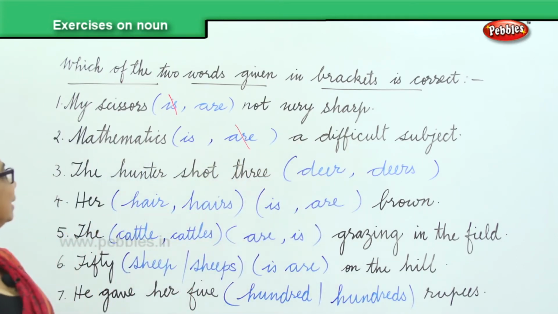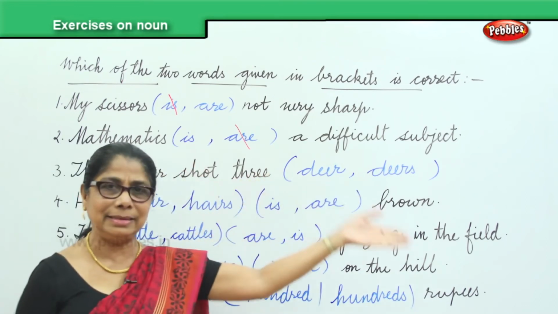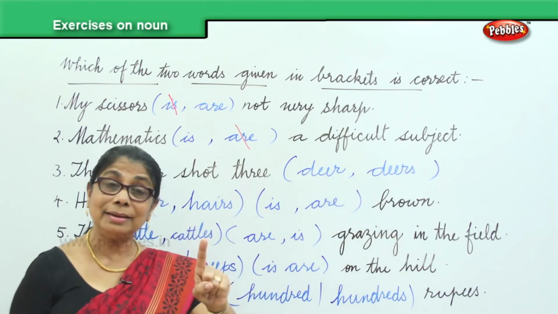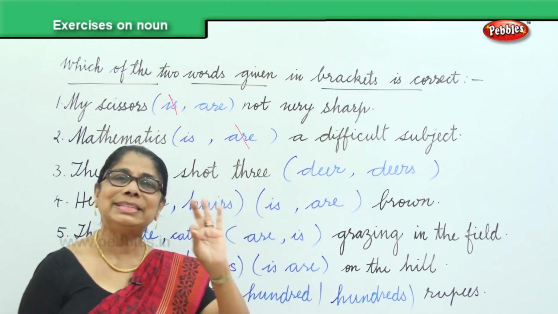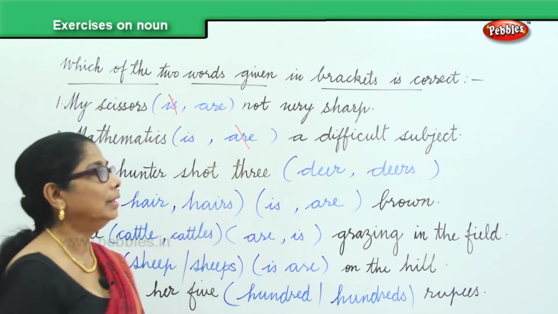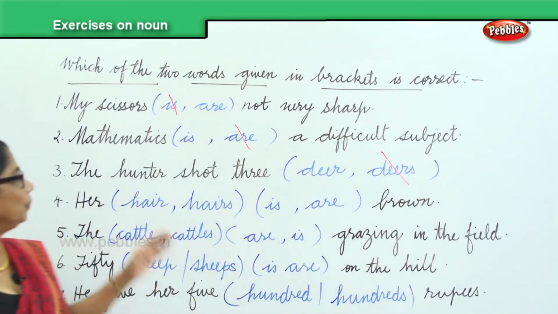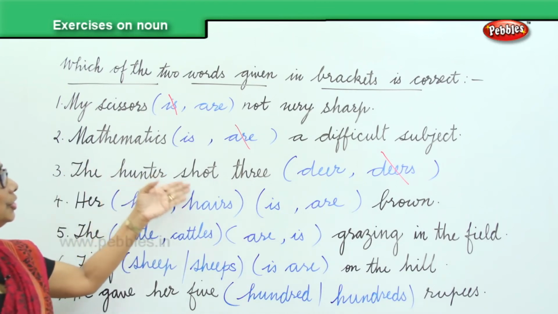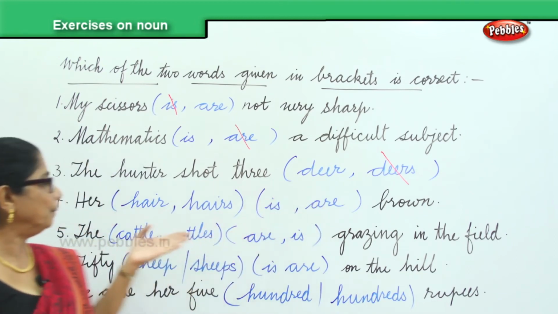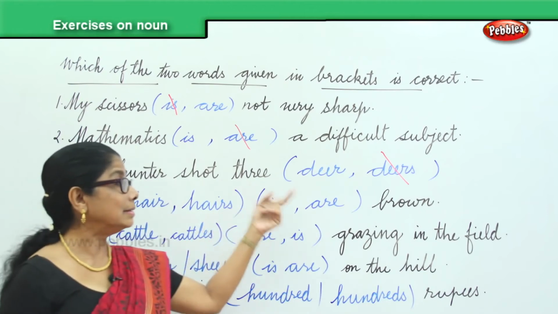Let's look at the third sentence. The hunter shot 3 deers. Here, whether it's 1 deer or 100, you will only say deer, because for singular and plural, we use only deer. So the second word we do not need, that is wrong. Okay? So look at the sentence. The hunter shot 3 deer. That's it.